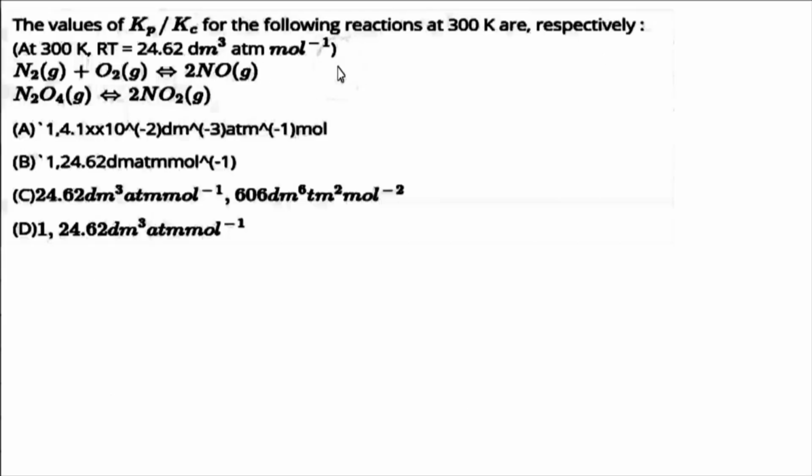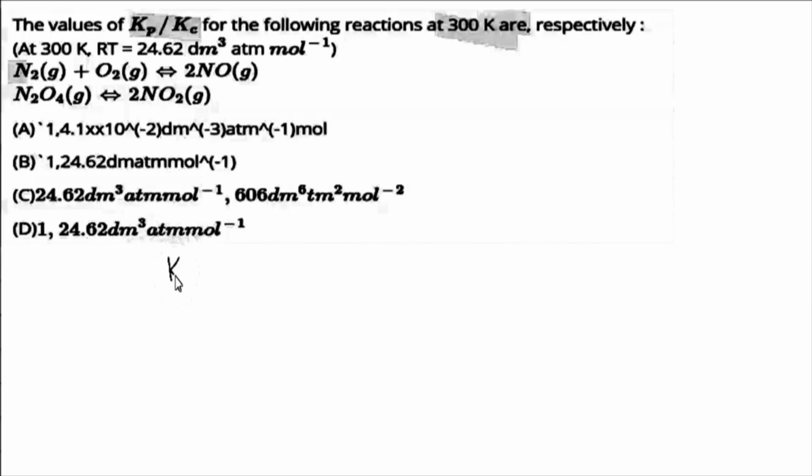Hello friends, the question is: the value of Kp by Kc for the following reactions at 300 Kelvin respectively. At 300 Kelvin, RT is equal to 24.62, and the reactions are given. N2 plus O2 gives us 2NO, and N2O4 gives us 2NO2.